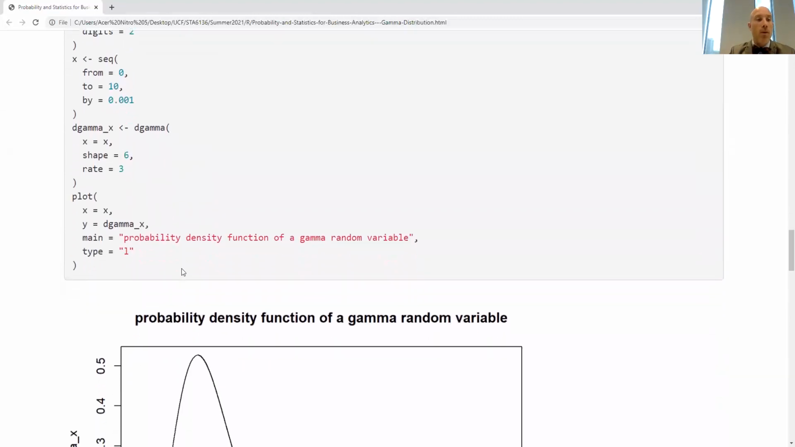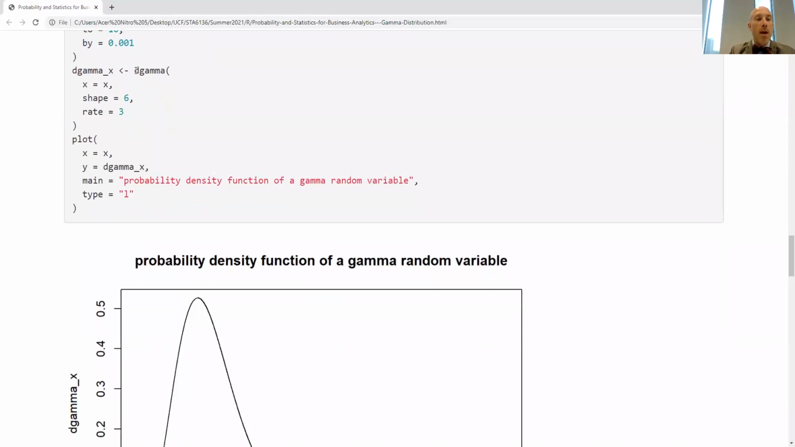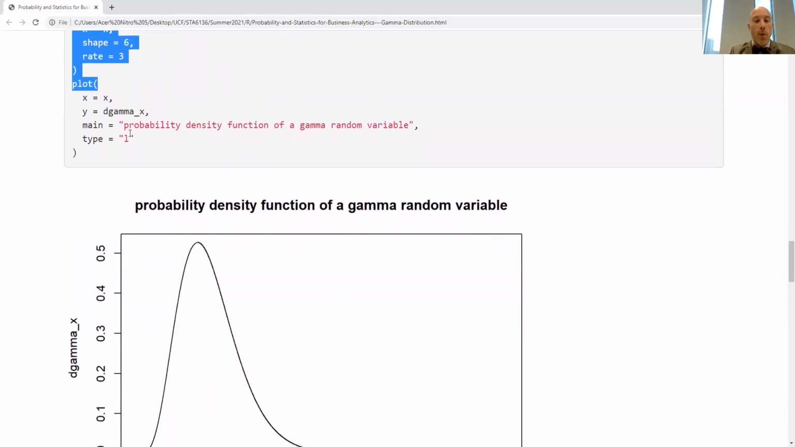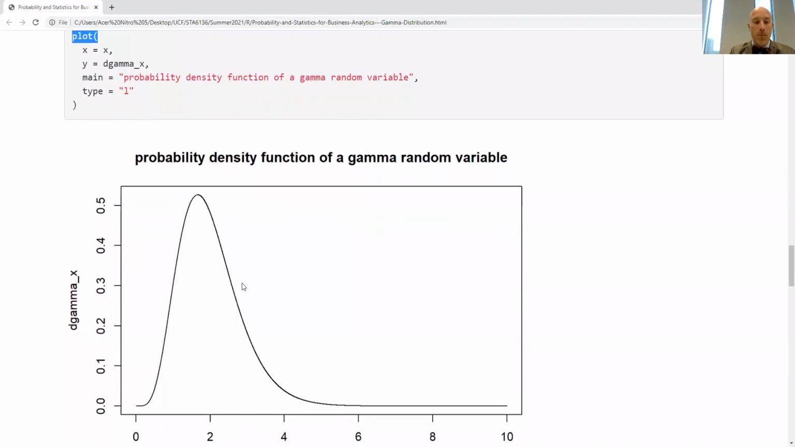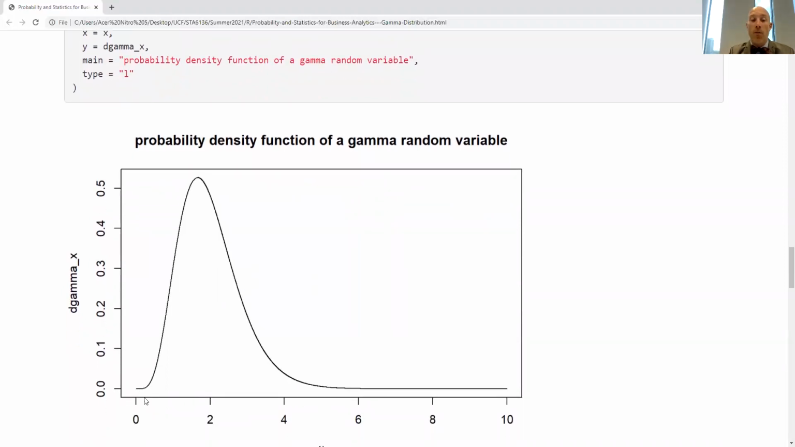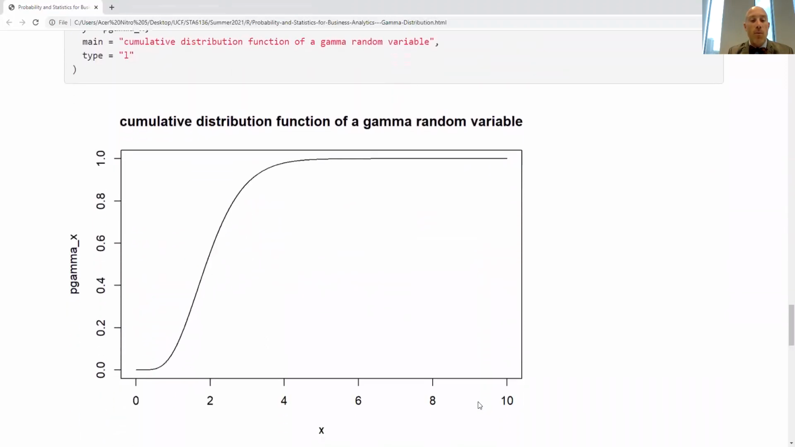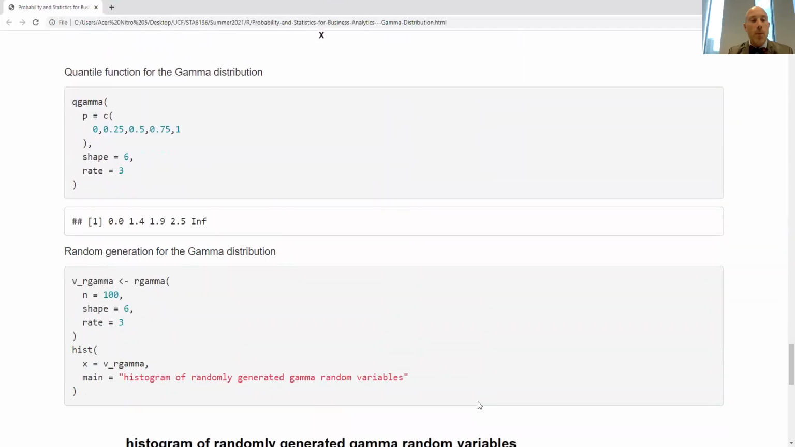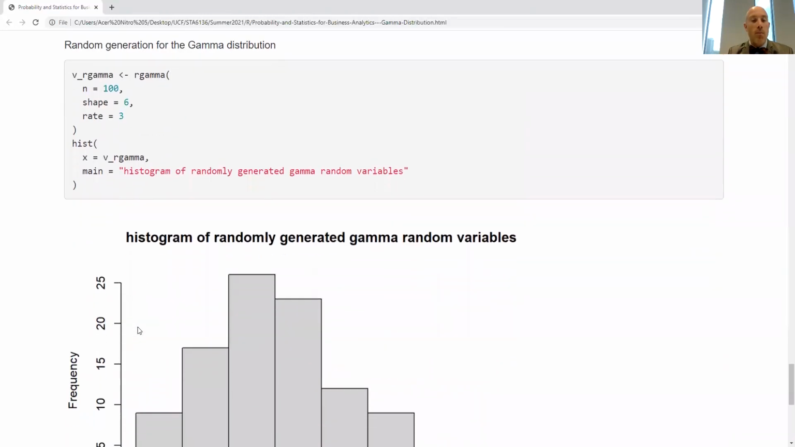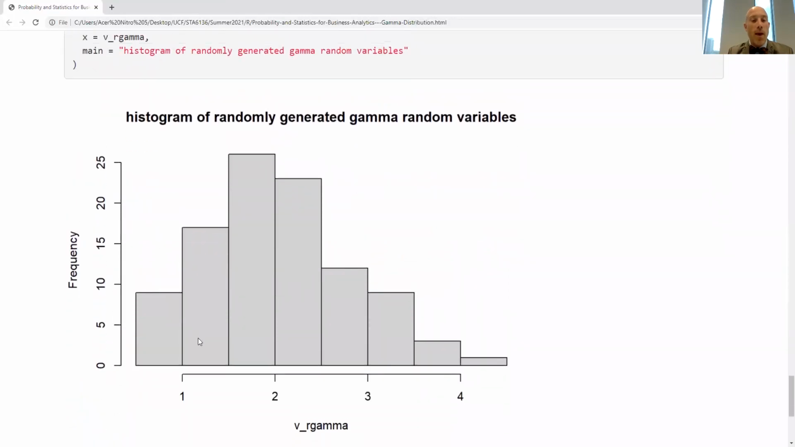And so here's an example of the dgamma function. And here's what the plot of the density looks like. You can see that it's 0 to the left of 0, and then very small probabilities as I get far to the right. Then we have our cumulative distribution function. We have our quantiles, as always. And then we have our random number generation. And we can see that when I do this, virtually everything is less than 4.5.